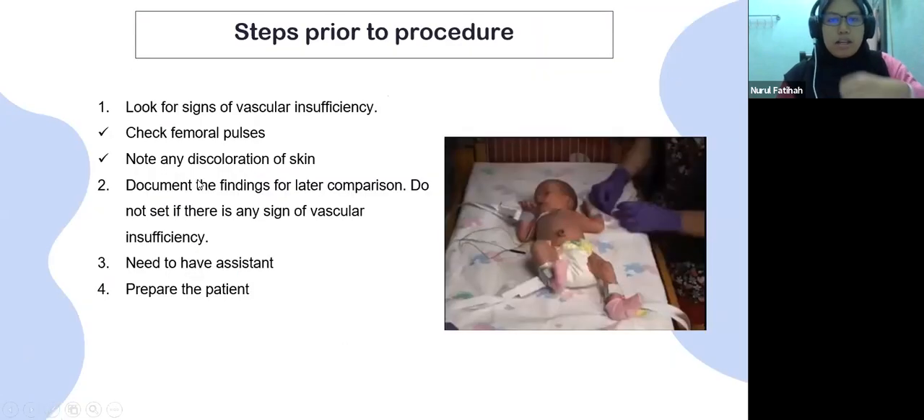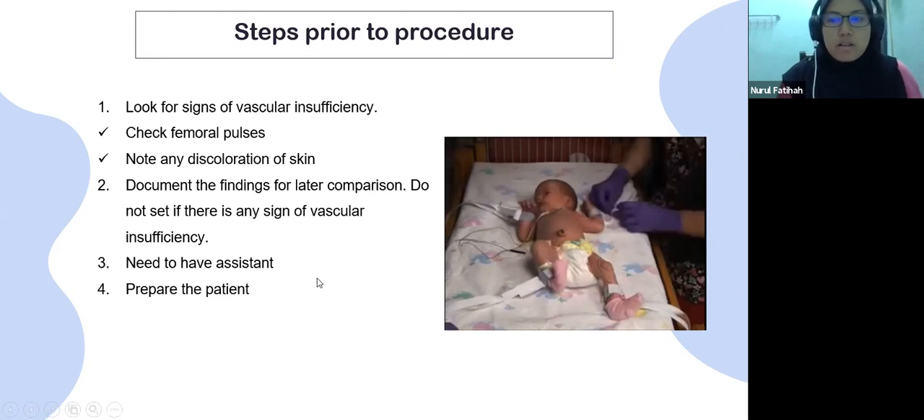Okay, so steps prior to procedure. Before we proceed, we have to examine the infants to look for signs of vascular insufficiency. So we have to check the femoral pulses and also note any discoloration of the skin. Basically, look for signs of vascular insufficiency, any cold peripheries, and also any bluish discoloration of the skin. And then we have to document the findings because we want to compare with post procedure. And you also need to have an assistant. You need extra hands to help you to carry out this procedure.